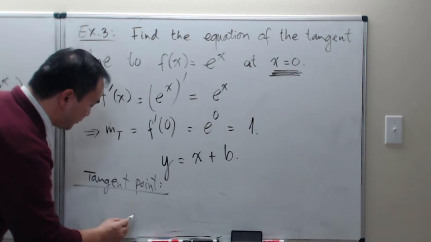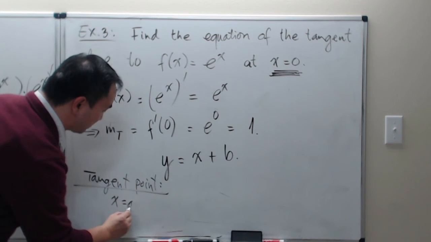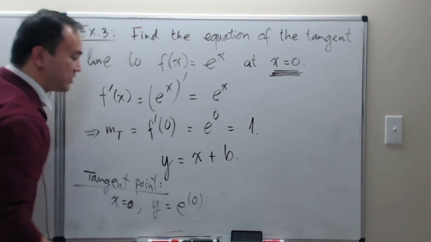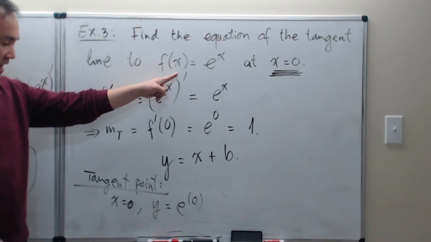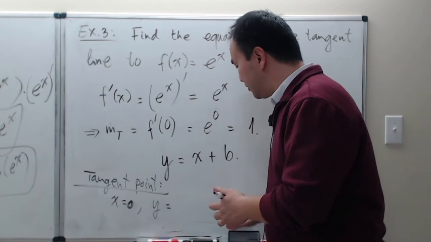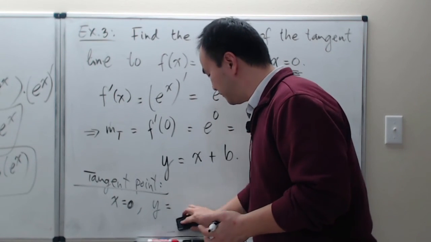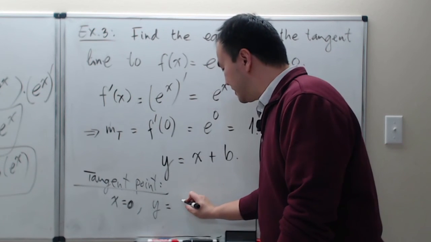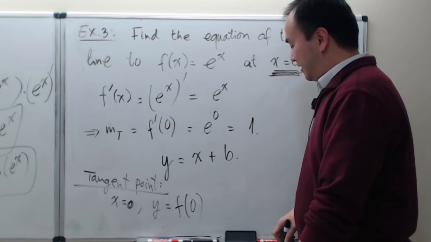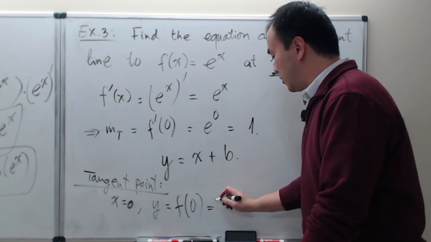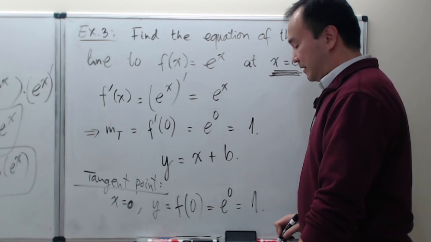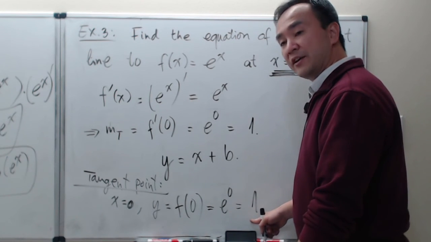So the y value of the tangent point, when x equals 0, is simply the function e to the x, but substituting in 0. Because our function is e to the x. I should have written one more little step to make it clear for everyone. But the y value here is simply the function, not the derivative, the function value at 0. So it's going to be e to the 0, and that gives me 1. So this is the y value of my tangent point.